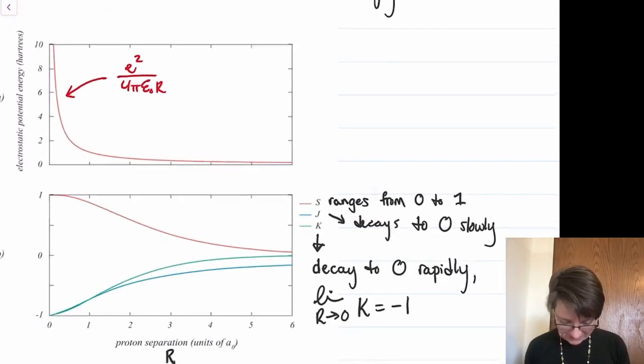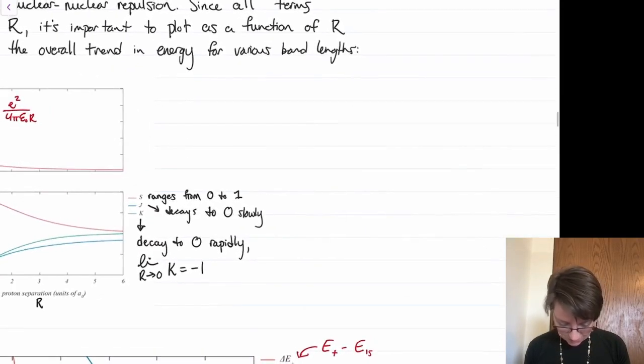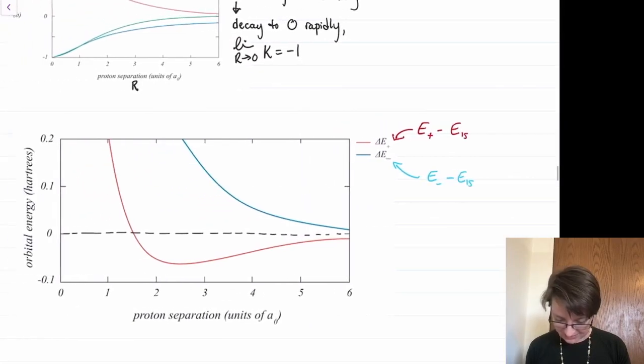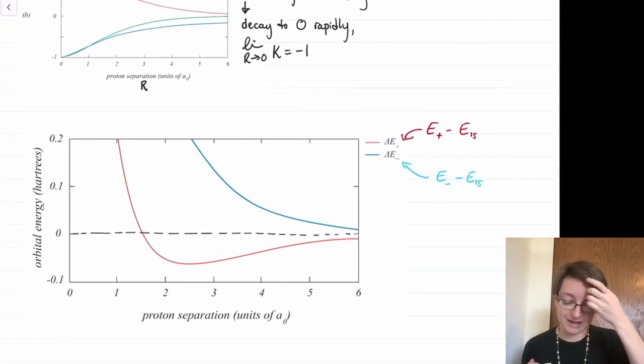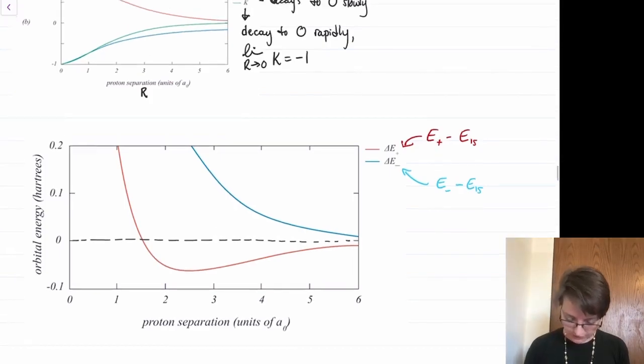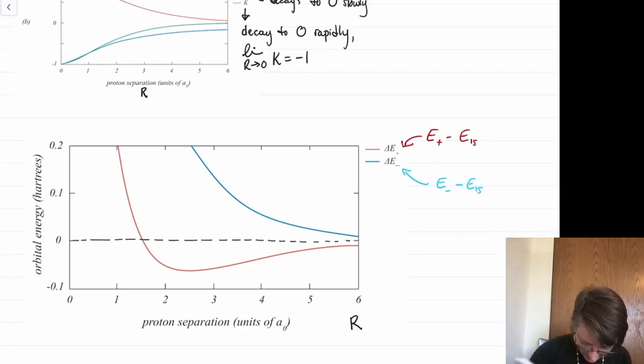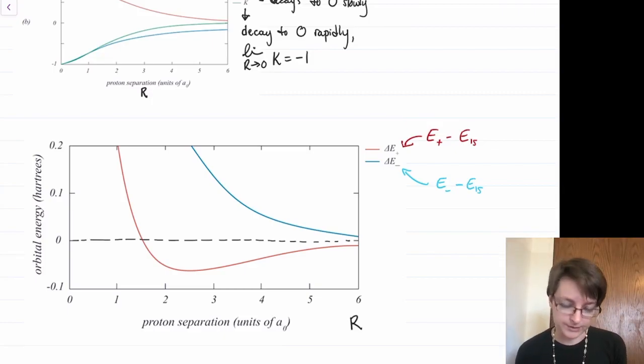But let's go ahead and get to the punchline, which is what the energy profile looks like for my bonding and my antibonding orbitals. This graph shows exactly that. Again, we have R being plotted on the x-axis in units of Bohr. We've also put this graph into a form where it's showing us delta E rather than E, so that you can see how the energies of these orbitals look relative to the isolated case.